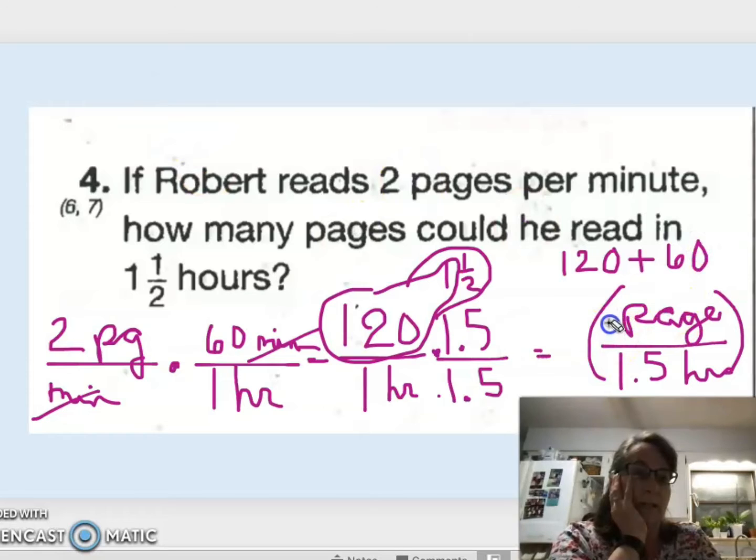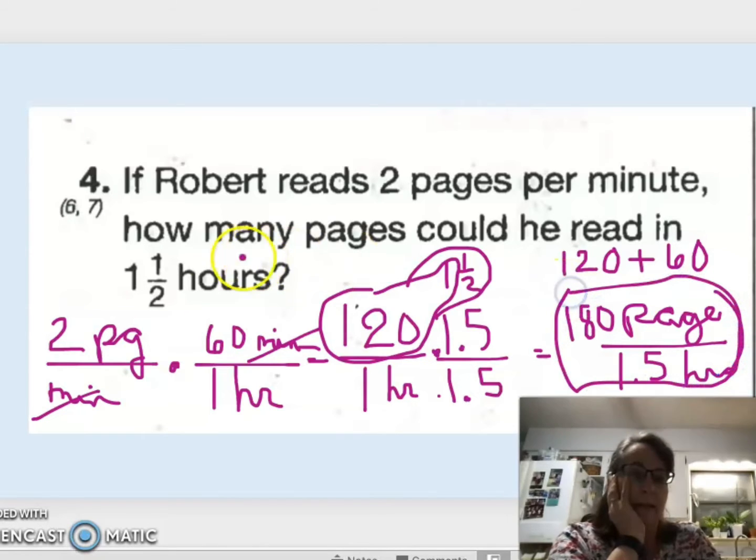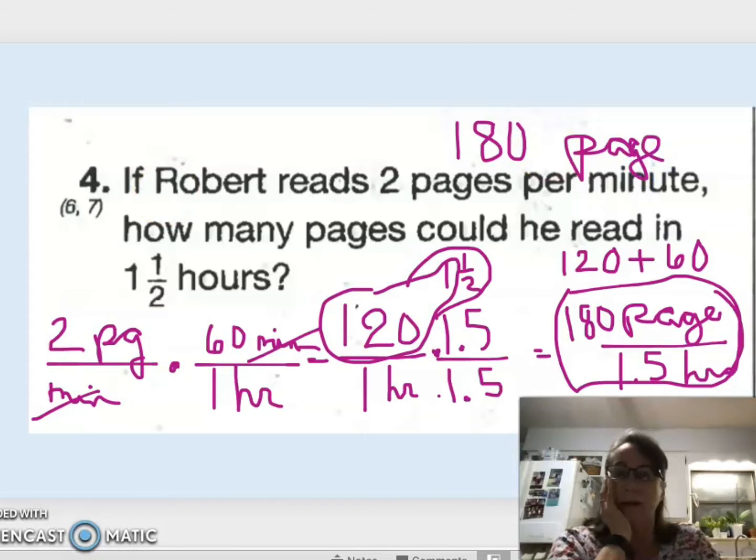So I'm going to erase the question mark, and I'm going to put 180 pages in 1.5 hours. This is your answer. How many pages could he read in 1.5 hours? The answer is 180 pages. Show your work.